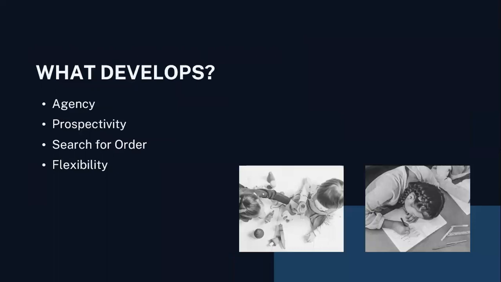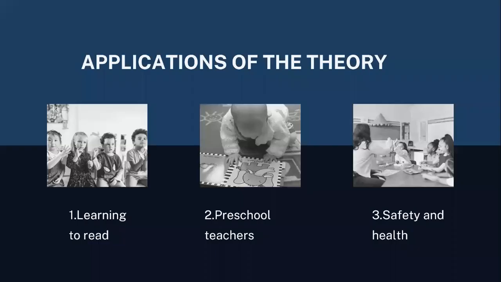In her theory, she identifies what Miller describes as the 4 hallmarks of human behavior that develop. They are 1. Agency, which is simply self-control. 2. Prospectivity, which is the future-oriented behaviors. 3. The search for order and patterns to help children make sense of the world. And finally, flexibility, the ability to adjust to changes.